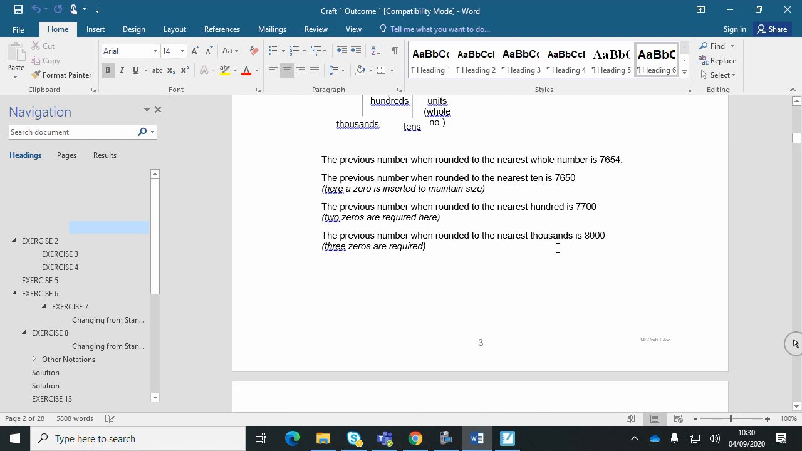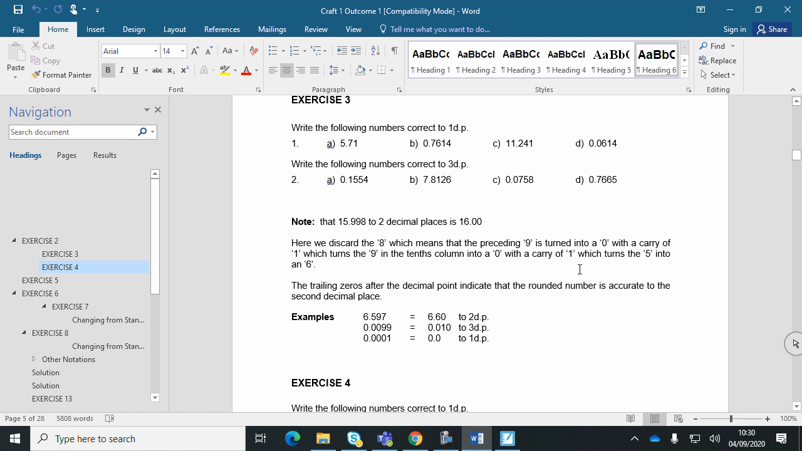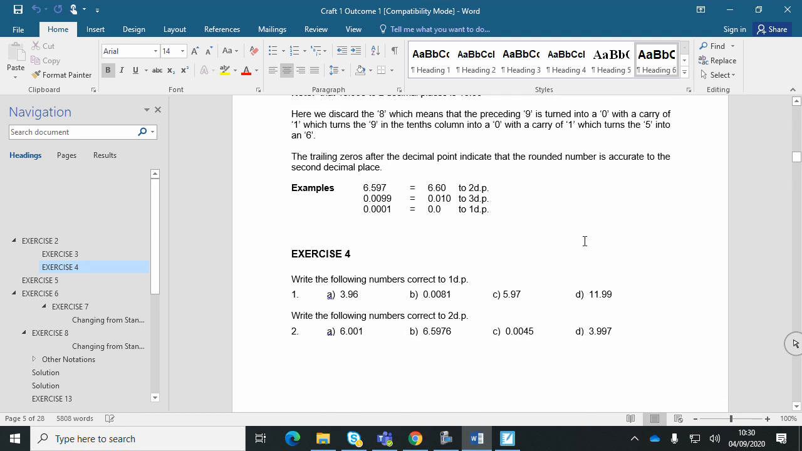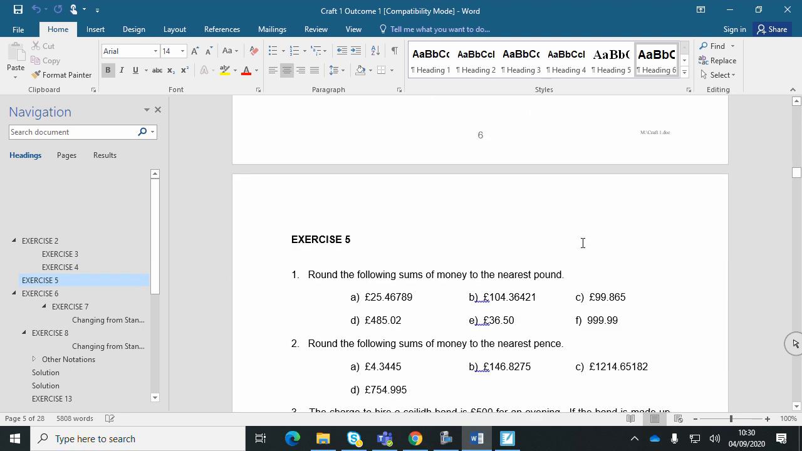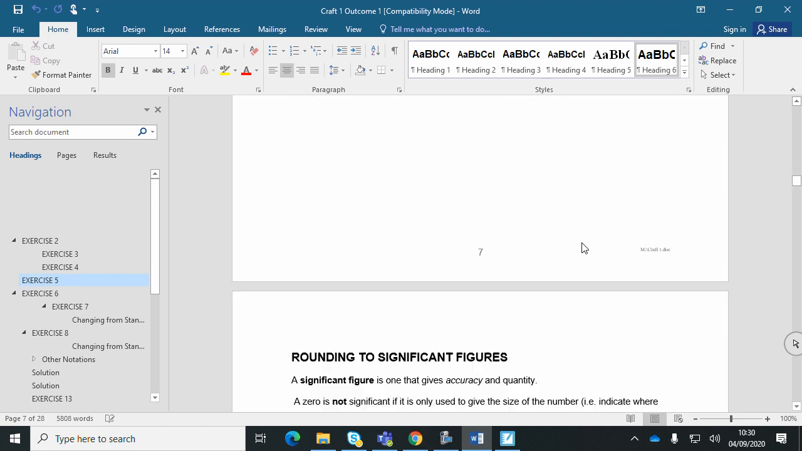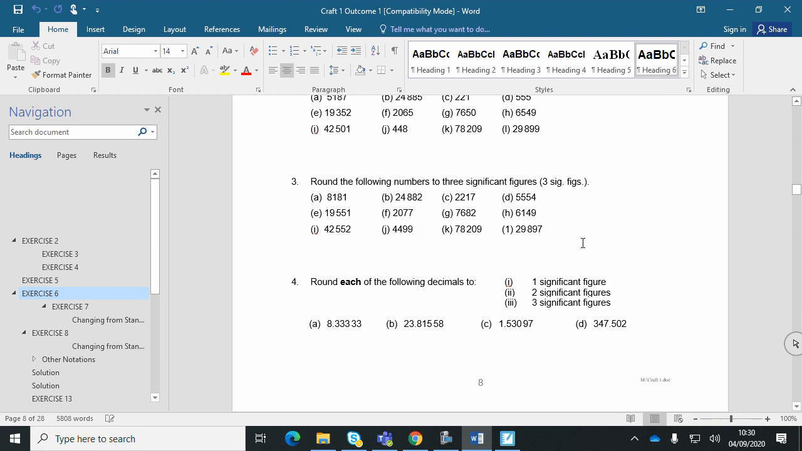So the first exercise I would like you to do is exercise 3, followed by exercise 4. That's rounding to decimal places. And then I would like you to do exercise 6. So to recap, I want you to do exercises 3, 4, and 6 for now.